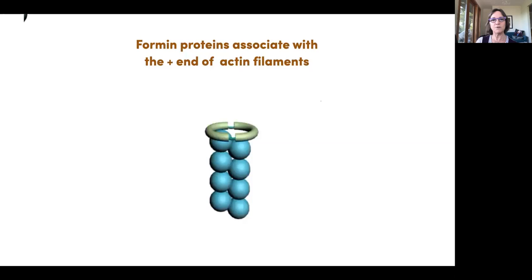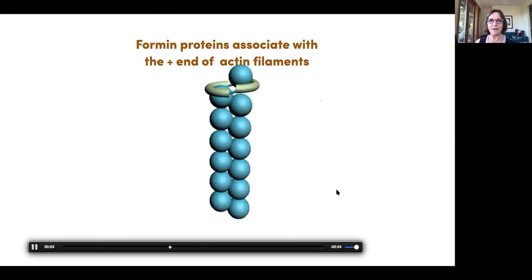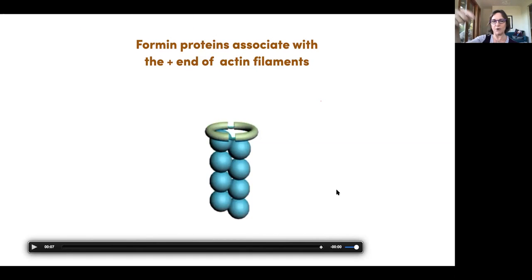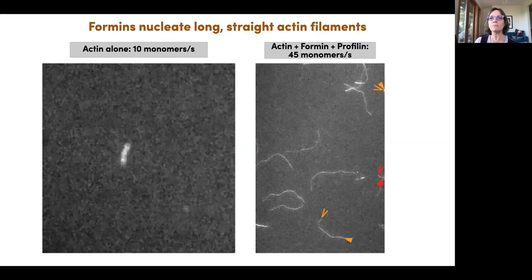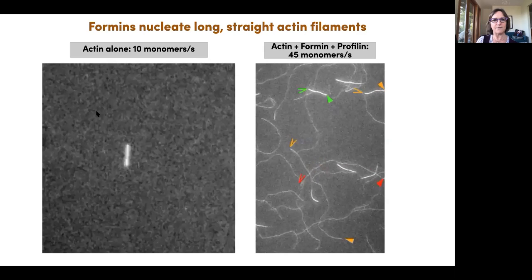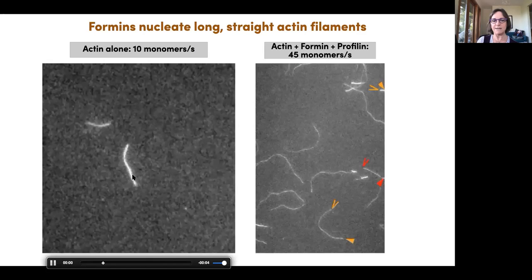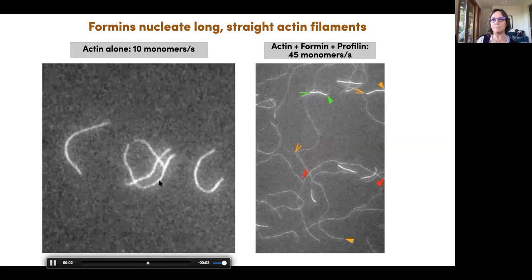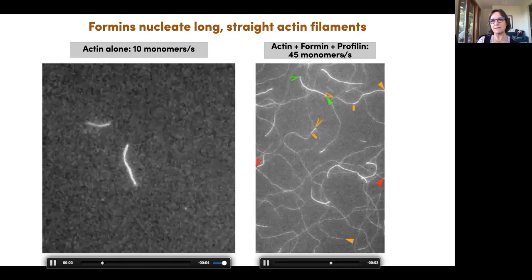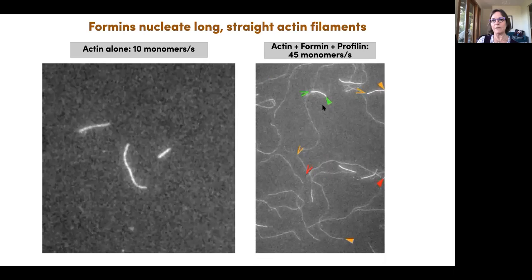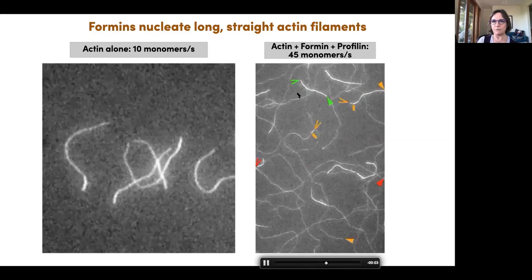And I'll show you this little animation, so how this formin protein is thought to track with the growing end of an actin filament or as it retracts. And this is, again, an in vitro assay showing that this actin will grow slowly by itself, spontaneously, in the absence of formin, but in the presence of formin plus this actin binding protein called profilin, the rate of growth is much greater.